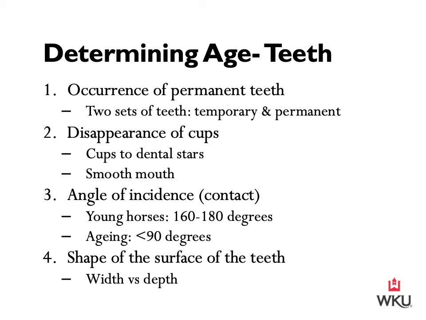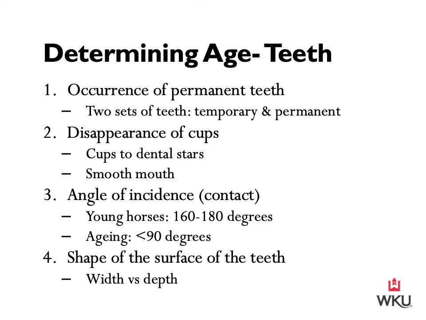Next, we have the angle of incidence. So this is going to be our third key factor in determining age. The angle that is formed by the meeting of the upper and lower incisor teeth affords an indication of age. This angle of incidence, or contact, is going to change from approximately 160 to 180 degrees in young horses to less than a right angle, so less than 90 degrees, as the incisors appear to slant forward and outward in aging.